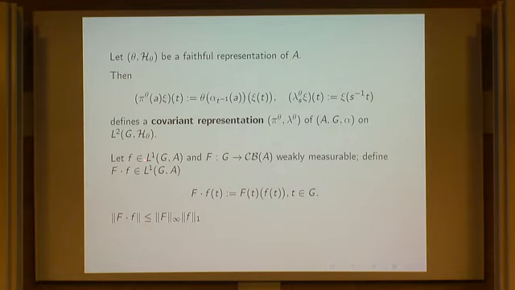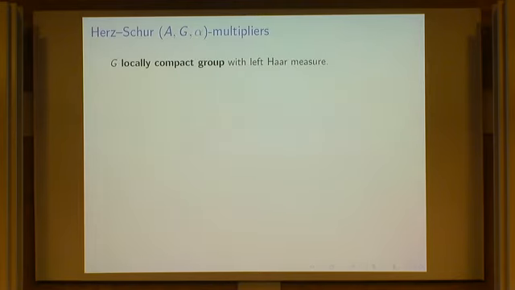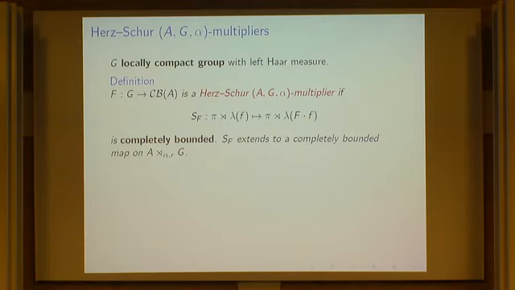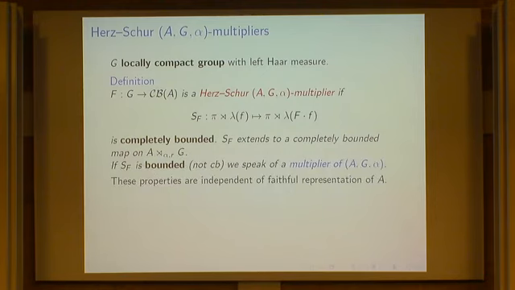You can define another L1 function, capital F dot little f, at the point t. You take little f of t, which is an element of A, you act with capital F of t on this little f of t. This is another element of A. And then what are Herz-Schur multipliers? Well, that is precisely the maps F which have the property that the corresponding map, the map that I just defined, is completely bounded. Therefore, it extends to the crossed product. It's completely bounded on this crossed product.